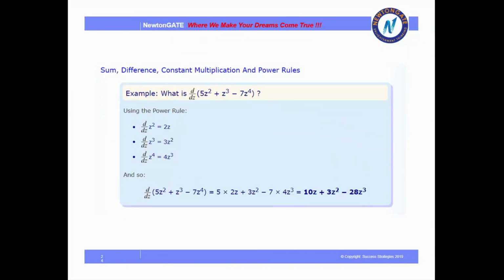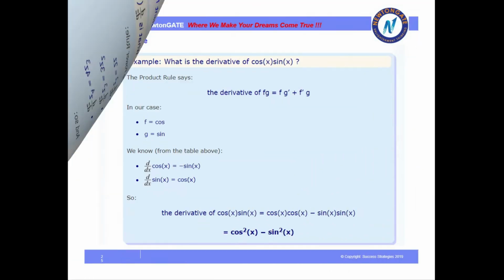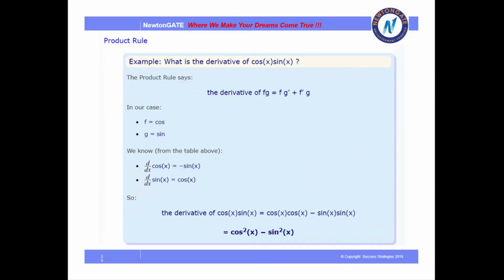Same goes for constant, multiplication and power rules. Okay, now what is the derivative of cos x into sin x? Now this is where we have the product rule. For the product rule, we have to first segregate into two functions, one is f(x) and another is g(x).